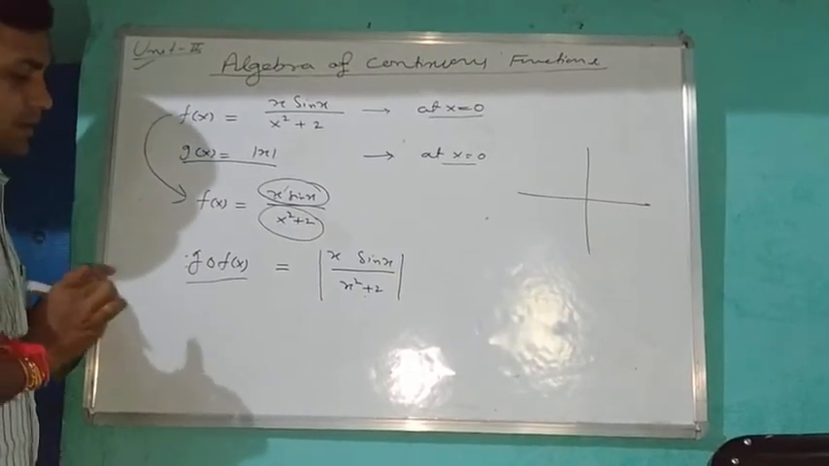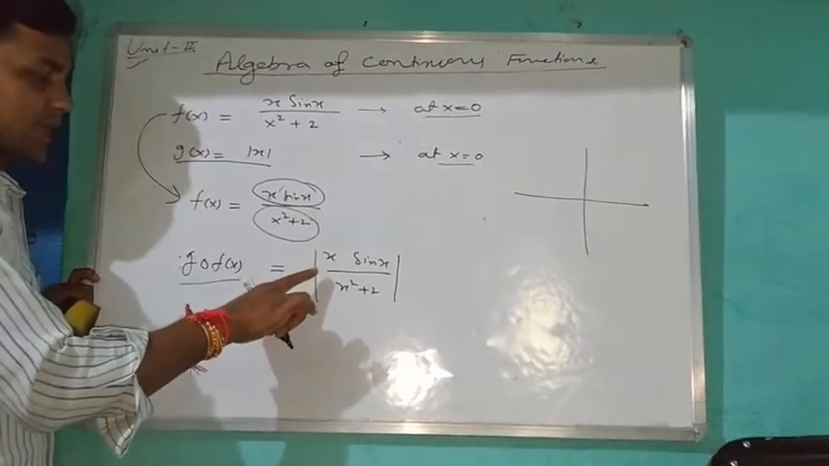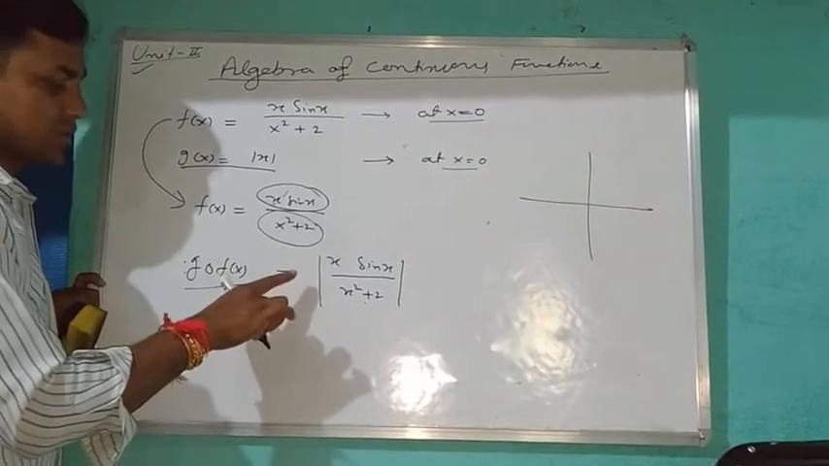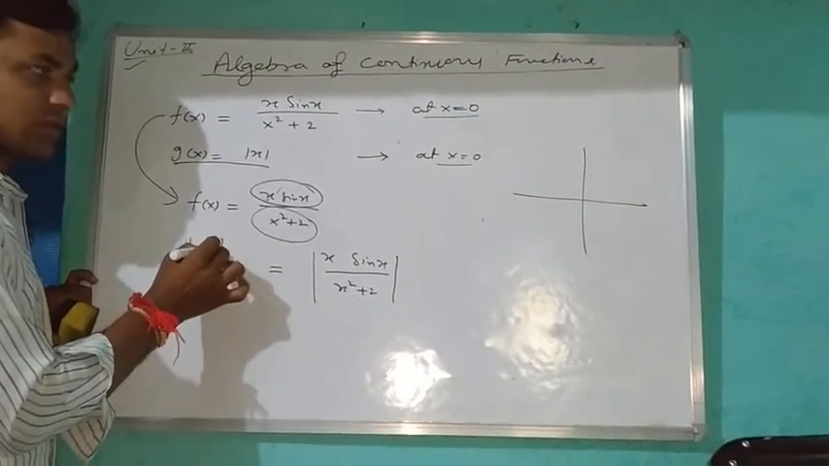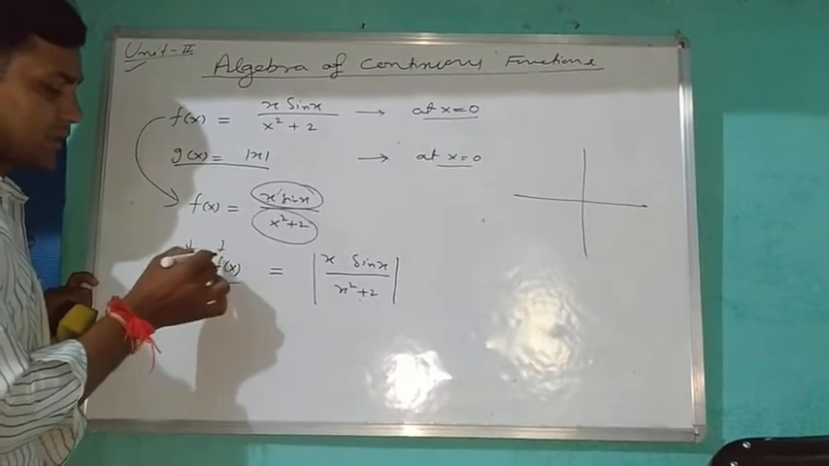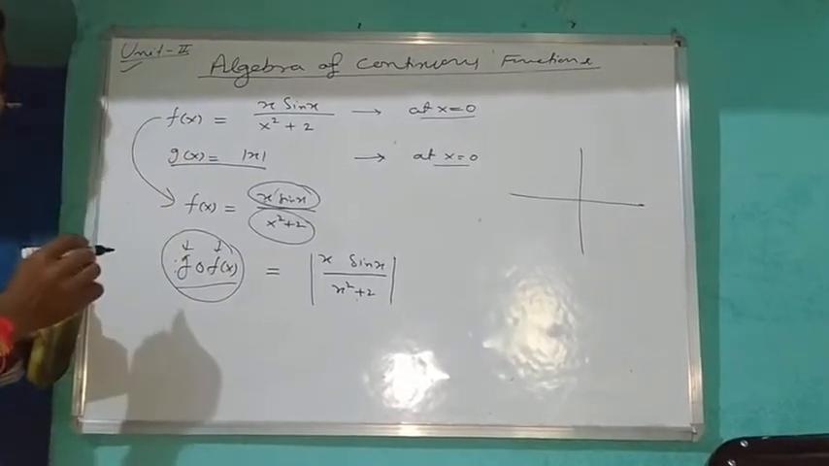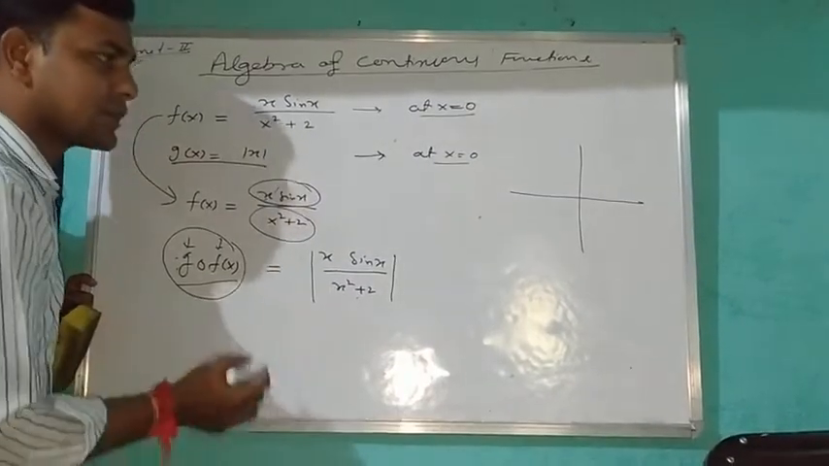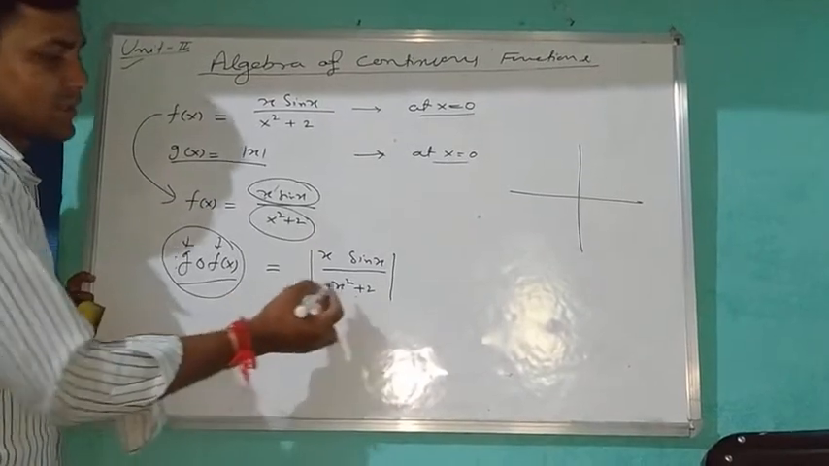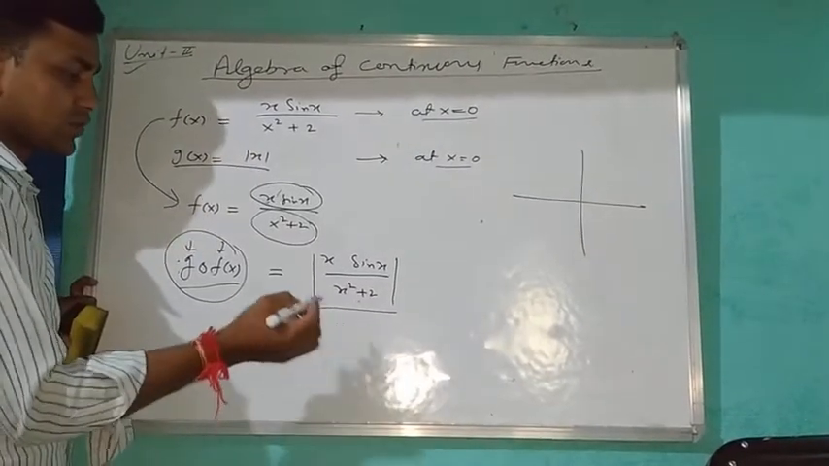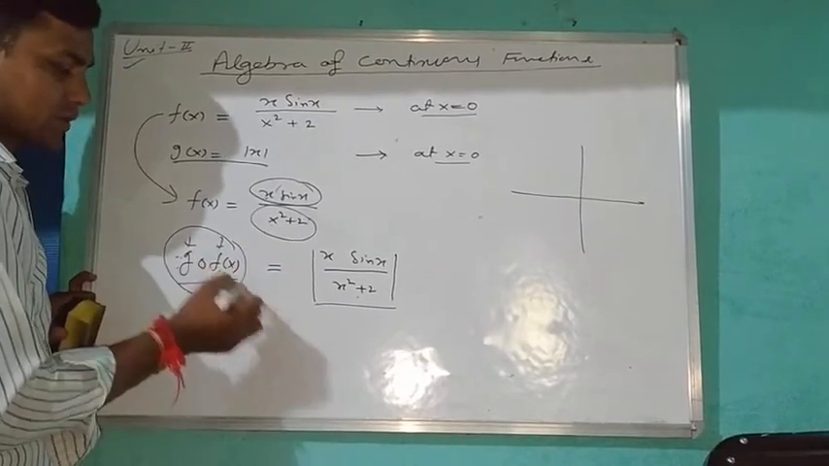It means this function is also continuous at x equal to 0, because we know that if g and f both are continuous at some point, then g operation f is also continuous at that point. So we can directly say that this function is continuous at x equal to 0, because g is continuous at x equal to 0 and f is continuous at x equal to 0.